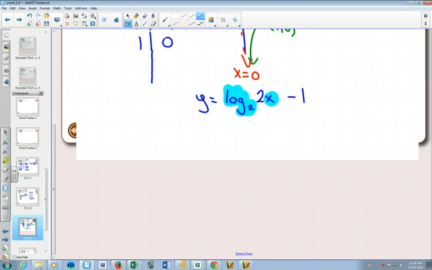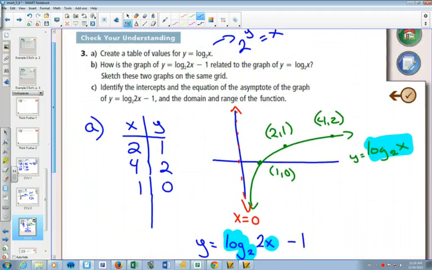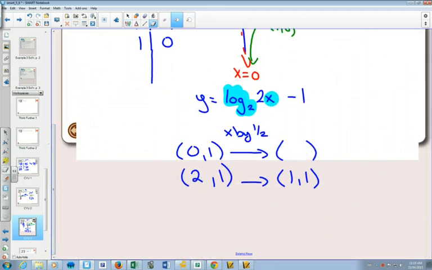So what we're going to do is take our points. We have 1, 0 and 2, 1. Those are our points on our original graph. And as we go from left to right, the 2 is the first thing we run into, and that's going to multiply our x values by a half. So we'd still have 1, 0 becoming 1/2, 0, and 2, 1 becoming 1, 1.